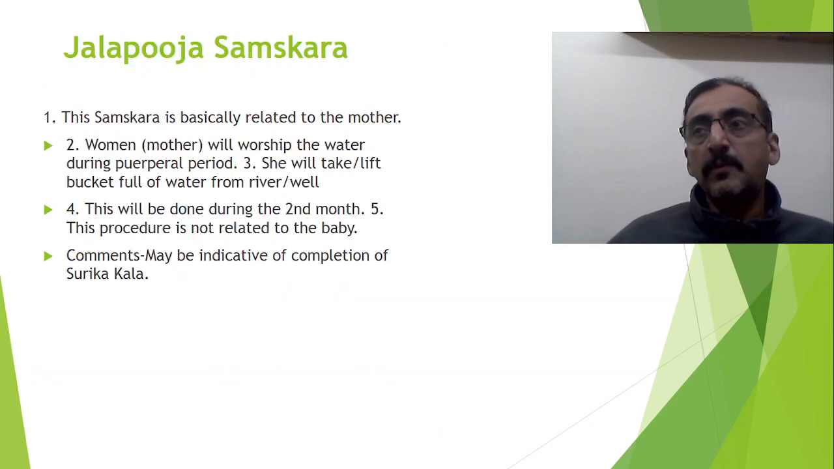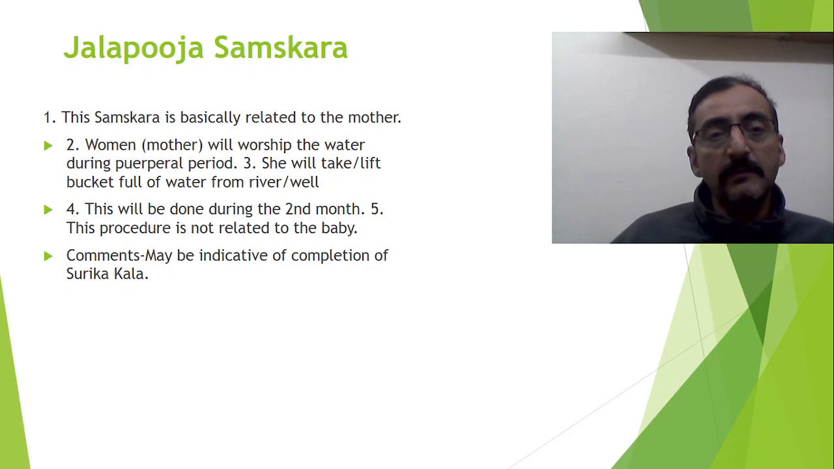So these are some of the important samskaras for today's class. We have seen Namakarana Samskara, Jala Puja Samskara, as well as Dugdhapana Samskara. Namakarana Samskara is extensively explained in the Ayurvedic classics. Jala Puja and Dugdhapana Samskaras are not mentioned in Ayurveda classics. They are mentioned in the Hindu religious books. So this is all for today.